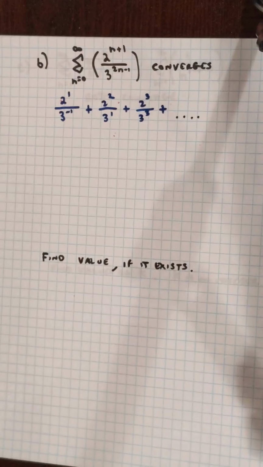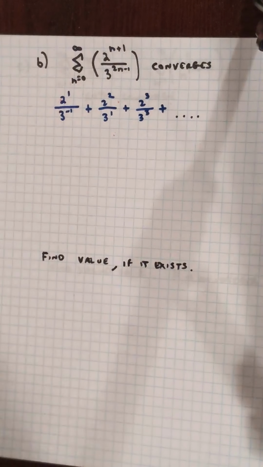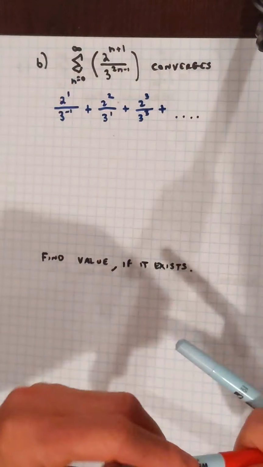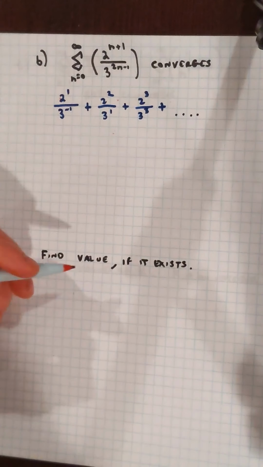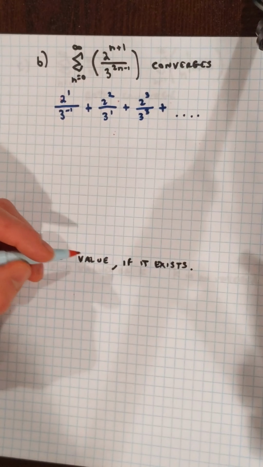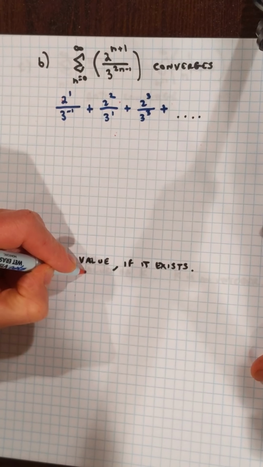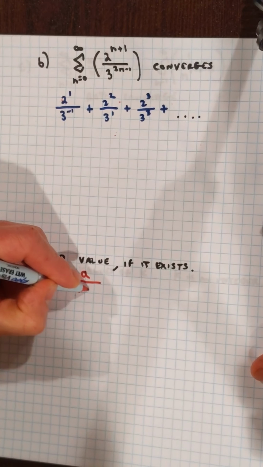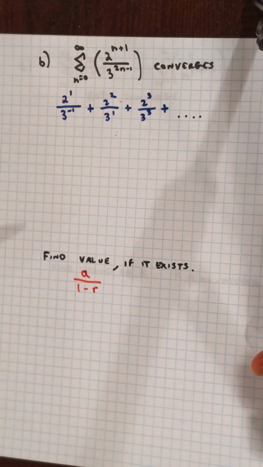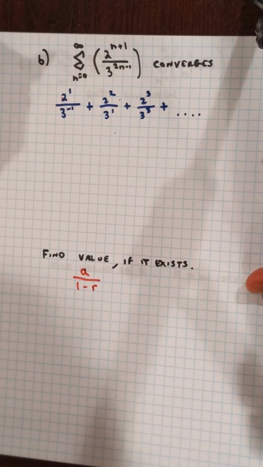Again, the only way I can find the value of an infinite series is if it is geometric. And how do I do that? I take the first term, a, over 1 minus r. So I'm hoping this is geometric. There's a couple ways to view this.